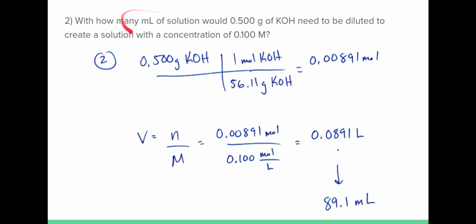Now, this question is asking how many milliliters of solution will be needed, so I would simply multiply this number by 1,000 to get it converted into milliliters, which would be 89.1 milliliters.